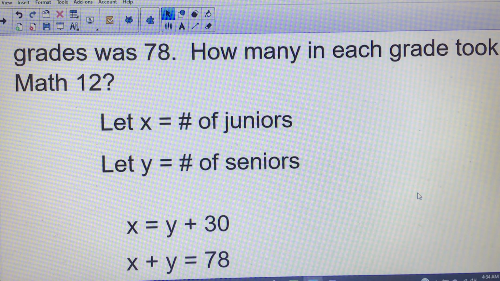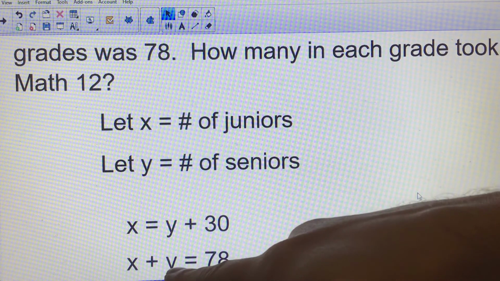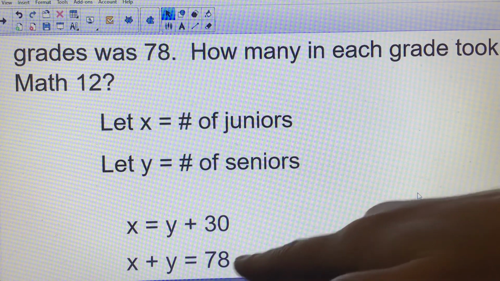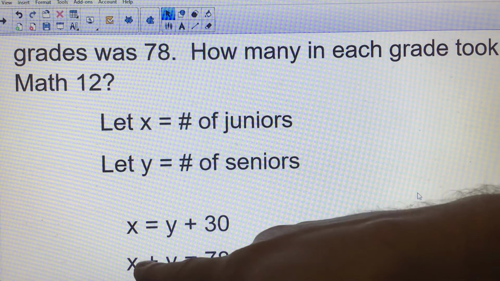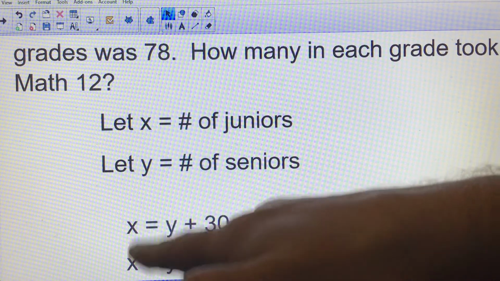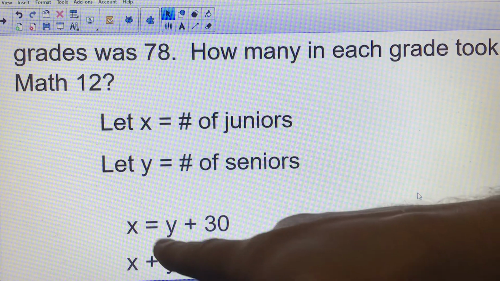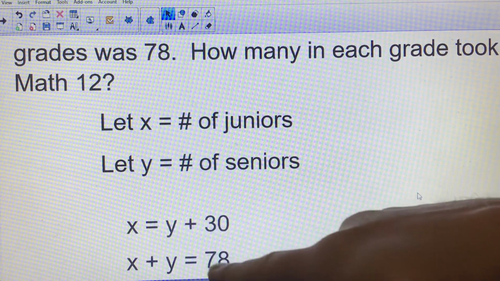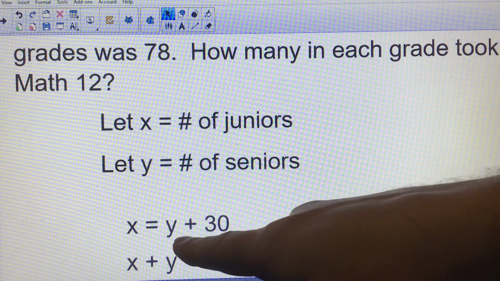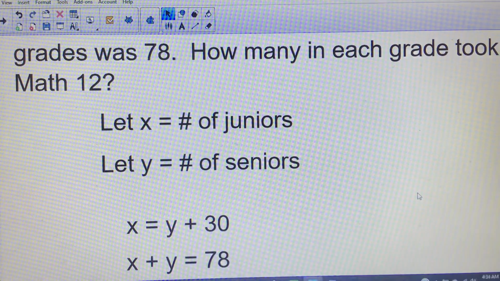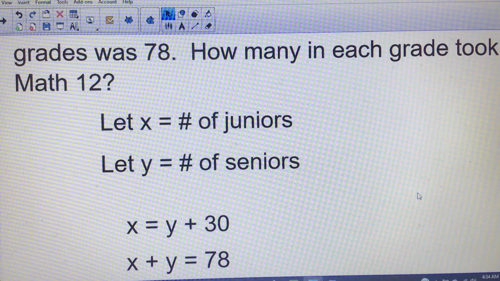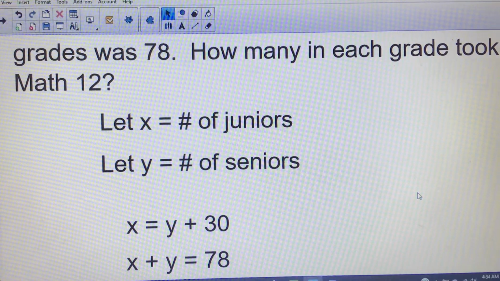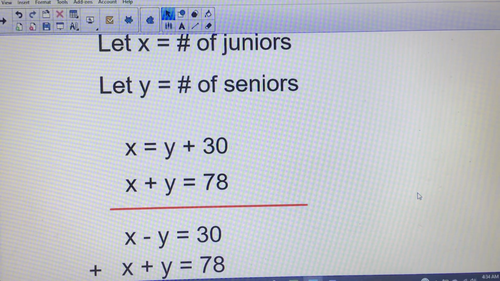The second equation says if I added the juniors and seniors together, I should get 78. So the goal here then, if the equations aren't lined up, like I want x, y, and equals. Notice that the equal sign's here, x is by itself, and then over here the 78's by itself. Basically, I'm going to move that y value over, so I have the x's, the y's, and the numbers lined up. So if the equations aren't set to go, you kind of need to rearrange them. So I did that in the next step.